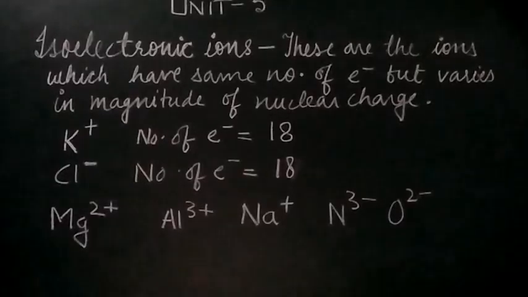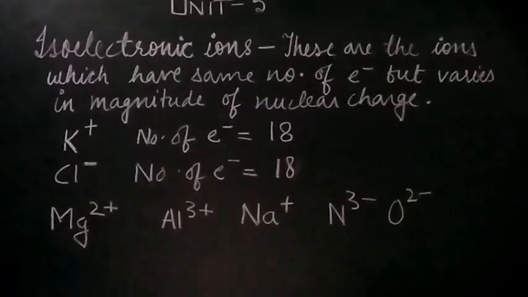So students, here what you will find is that the size of the isoelectronic ions decreases with increase in the magnitude of the nuclear charge. In other words, within a series of isoelectronic ions, as the nuclear charge increases, the attractive force between the electrons and the nucleus also increases. So students, what will happen? This results in the decrease of the ionic radius.